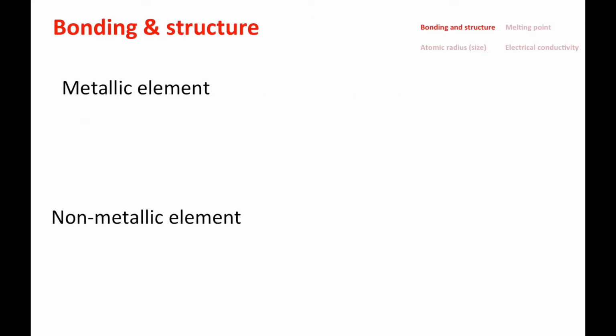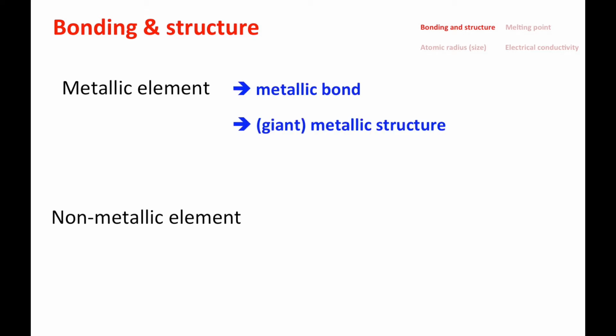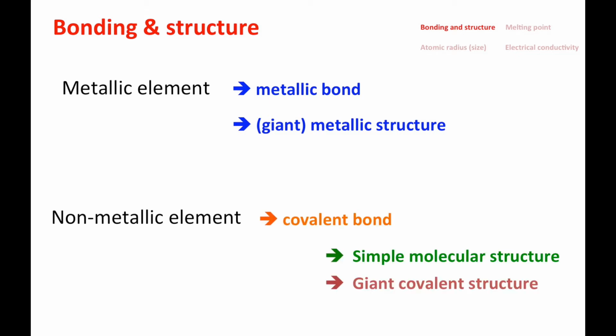The first one is bonding and structure. In grade 10, you have learned this already. Metallic elements have metallic bonds and a giant metallic structure, while non-metallic elements form covalent bonds with either simple molecular structures or giant covalent structures.